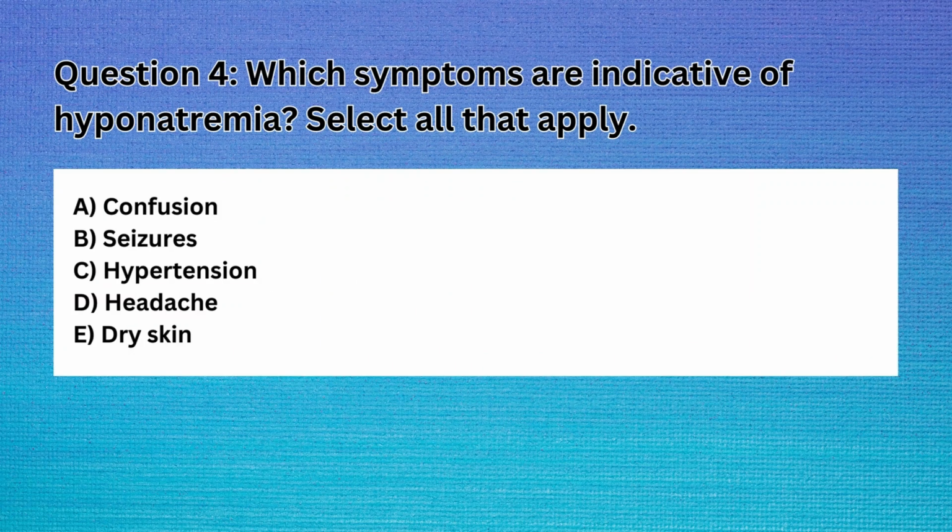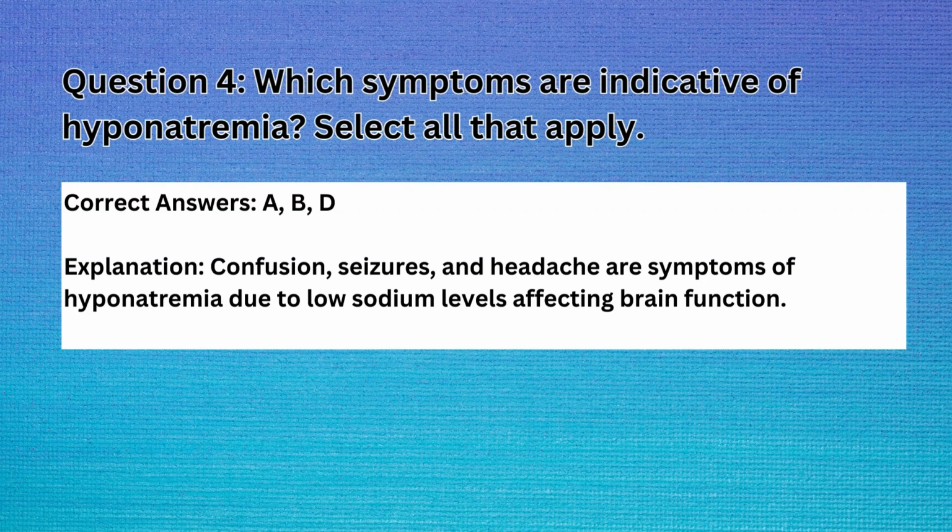Question 4. Which symptoms are indicative of hyponatremia? Select all that apply. A. Confusion. B. Seizures. C. Hypertension. D. Headache. E. Dry skin. Correct answers: A, B, D. Explanation: confusion, seizures, and headache are symptoms of hyponatremia due to low sodium levels affecting brain function.